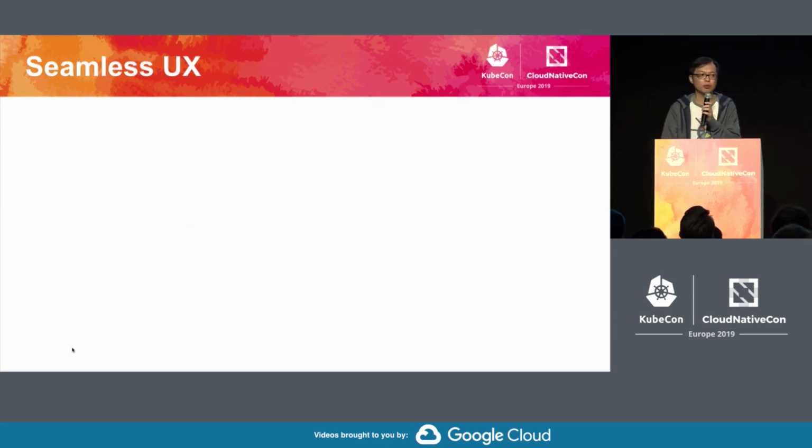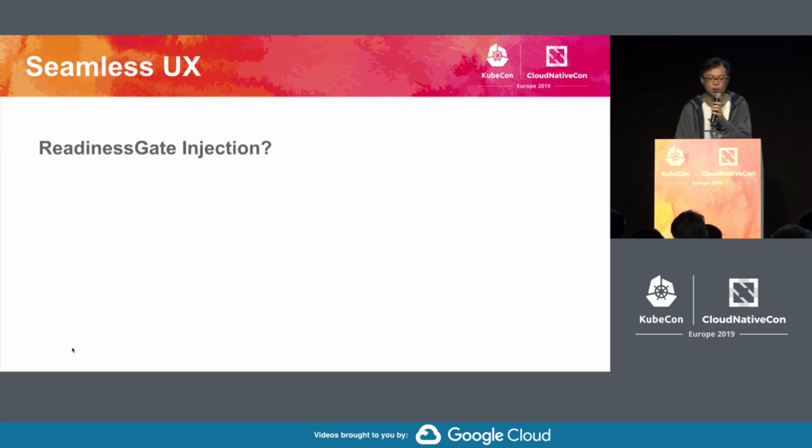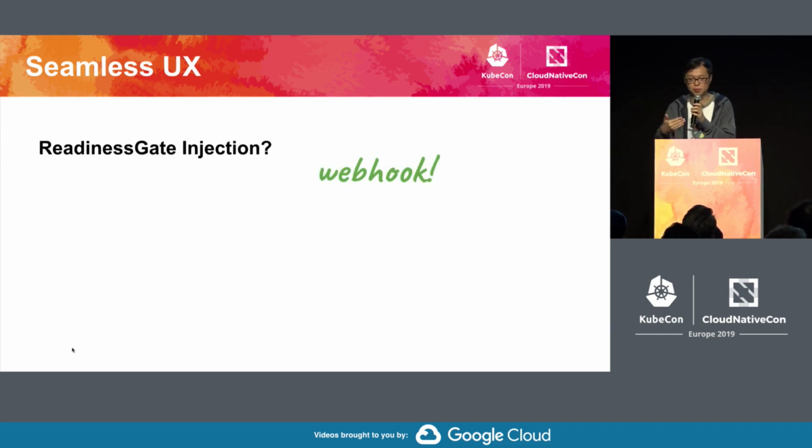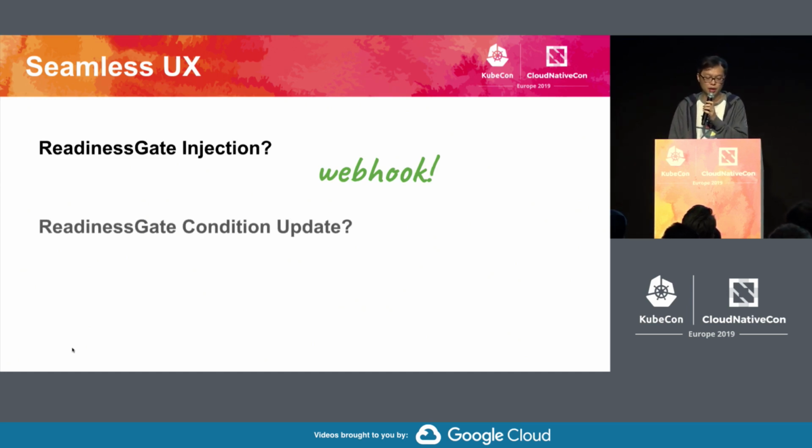So far we have talked about the API. How do we use it with a seamless user experience? There are two parts. One is how do you inject the readiness gate? As you can see, it's a part of the pod spec. There is already a pretty mature mechanism to inject things into any object in Kubernetes, which is webhooks. So if you have some infrastructure or platform specific readiness gate you want to inject, write your own webhook.